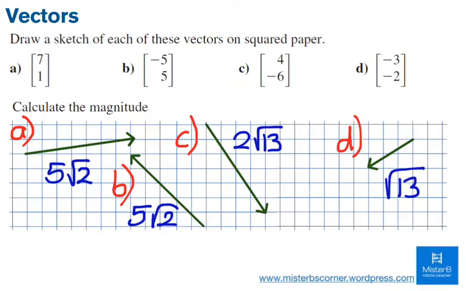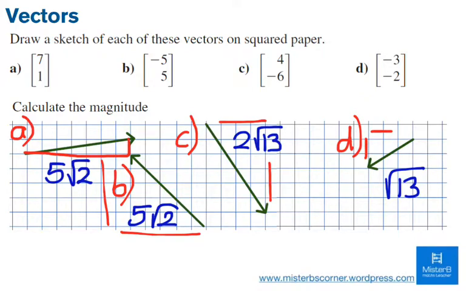So here are the answers. This is (7, 1). This is (5, 5). This is (4, 6). And this is (minus 3, minus 2).